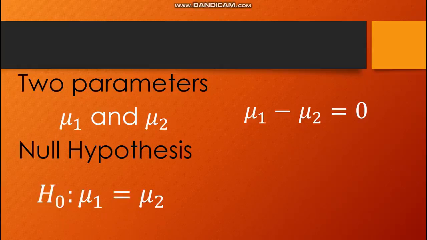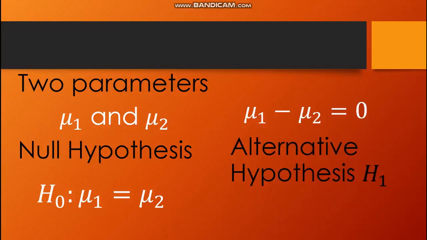H sub 0 colon mu 1 equals to mu 2. Yung mu 1 is the mean of the first population. Mu 2 is the mean of the second population. Yung ginamit ko ditong equal sign means that there is no difference between the two populations. Or we can write the difference of these two population means. The difference between these two population means is equal to 0. So that is how to write the null hypothesis involving two parameters.